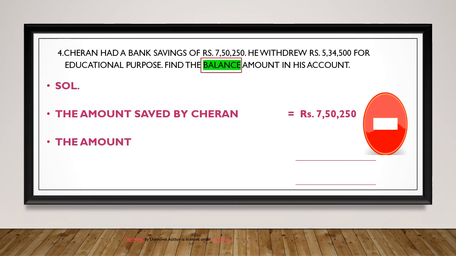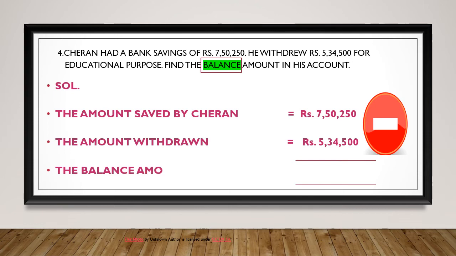So what is the amount he is taking away from the bank? The amount is 5,34,500. So after subtracting, what is your answer? Subtract and find out the answer. So the answer is 2,15,750. So the balance amount in the account is rupees 2,15,750.